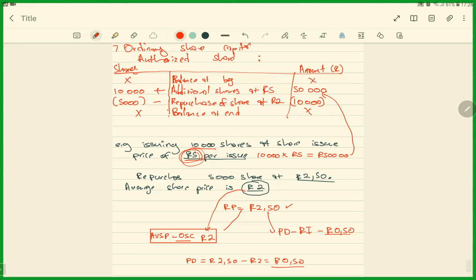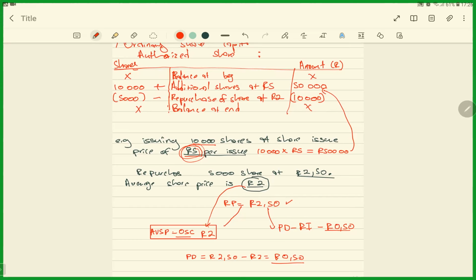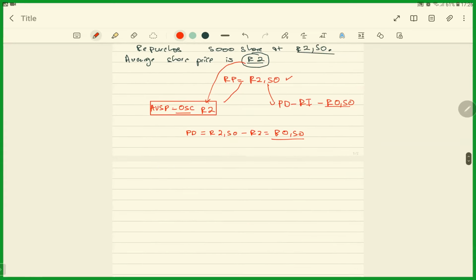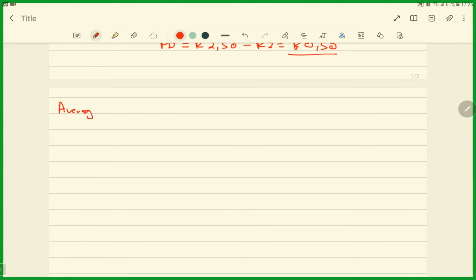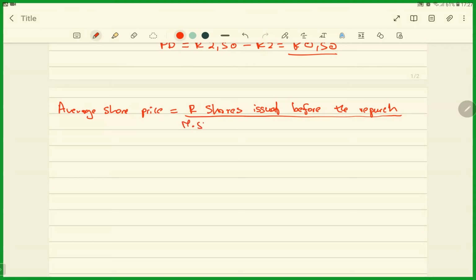So now a question that can come into your mind is, what if I'm not given the average share price? How am I going to calculate it? So in the next part, let me show you how you can easily calculate the average share price. So to calculate the average share price, you are going to say, here you put the value. The formula says the value of all the shares issued before the repurchase, then you divide it by the number of shares issued before the repurchase.